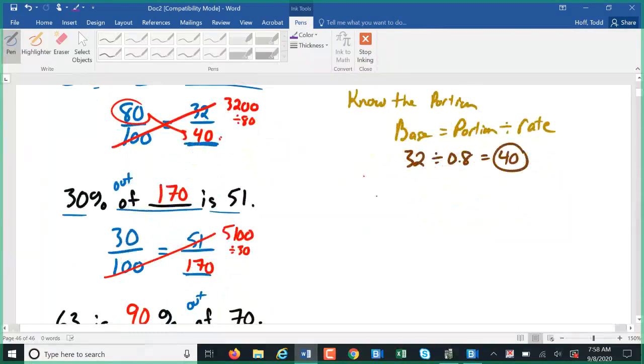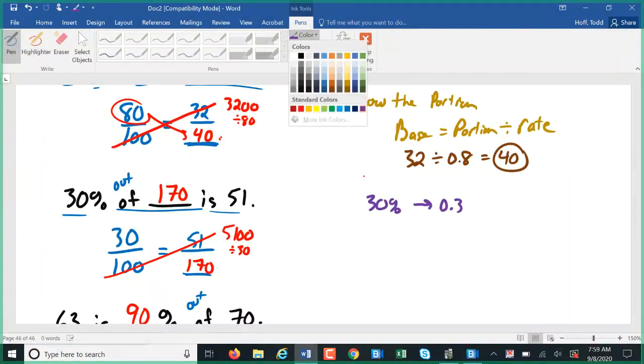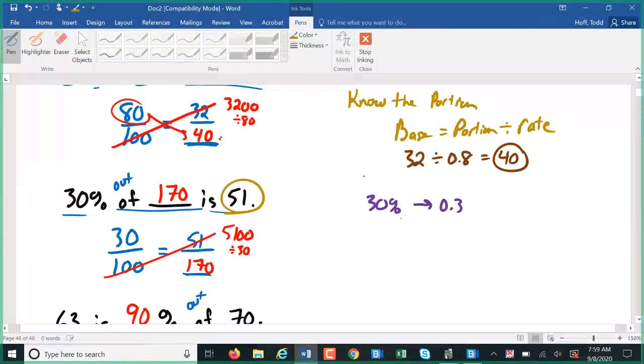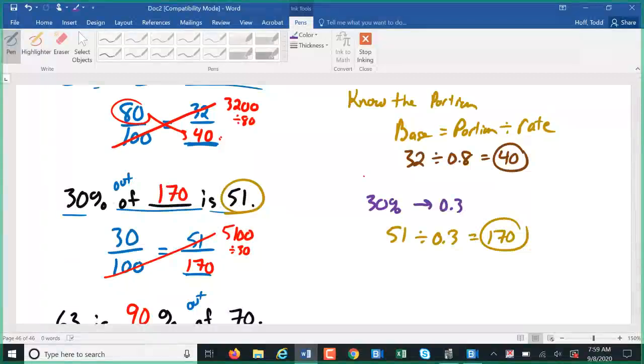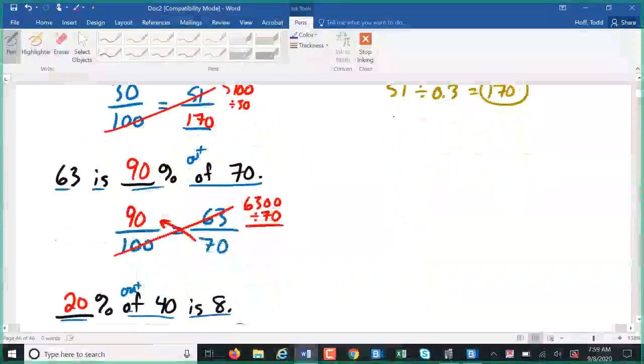This next example, 30%. As a rate, that's 0.3. We are given a portion of 51. So it's 51 divided by 0.3, which is 170. So that's one of the reasons why I'm not a huge fan of the rate method, or why I prefer the proportion method. Once you've changed that percent into a rate, you do have to decide, what are we given here? And am I going to multiply by that rate, or am I going to divide by that rate? Whereas in the proportion method, you just put the numbers in the proportion. Once they're in there, it'll always be cross multiply and divide.